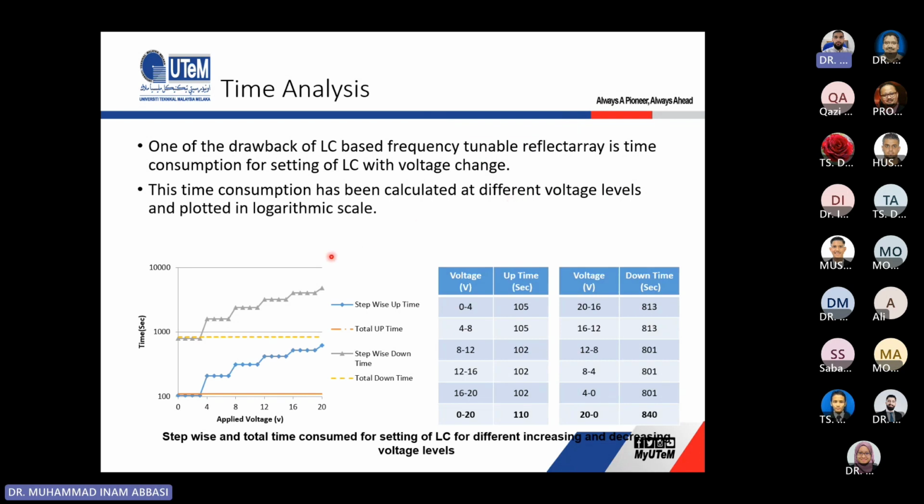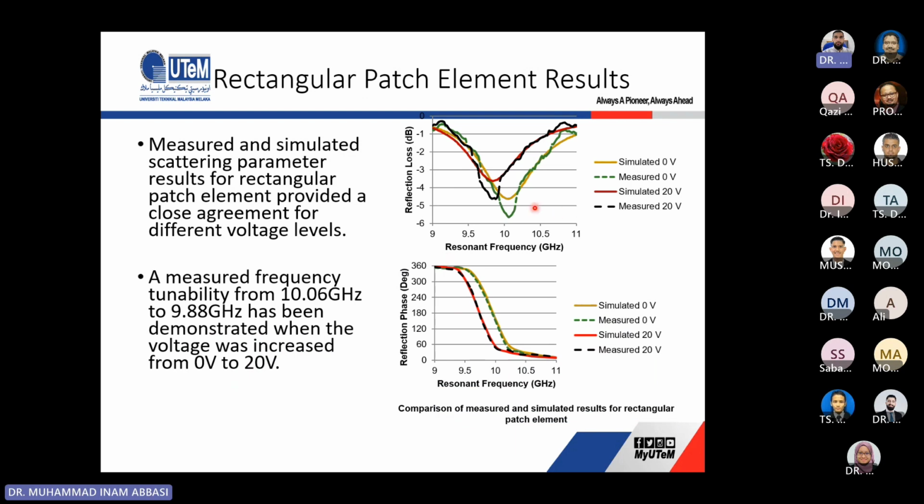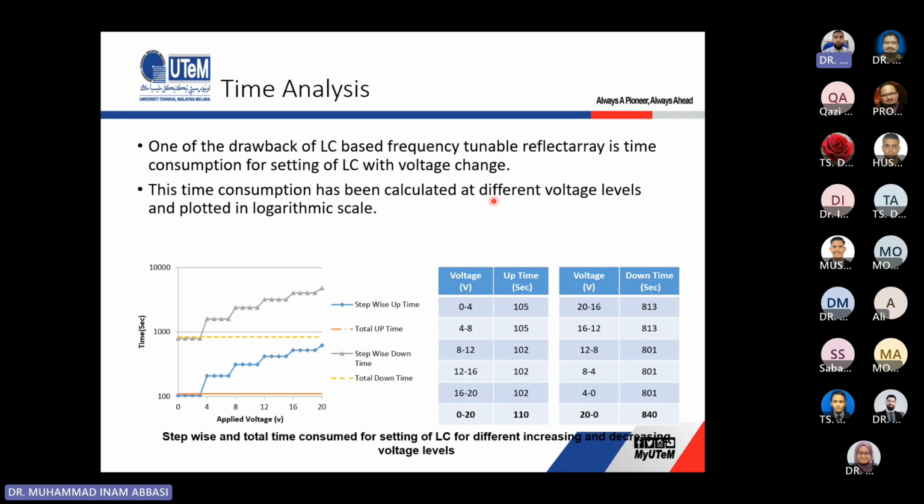So here we have shown that when we went from 0 to 4 volt, it took 105 seconds. From 0 to 20 volt, if we see the extreme cases, it took 110 seconds. So between the green result and the black result, we have to wait for 110 seconds. Only then can we get the stable result like this. So that's the drawback of the liquid crystal.